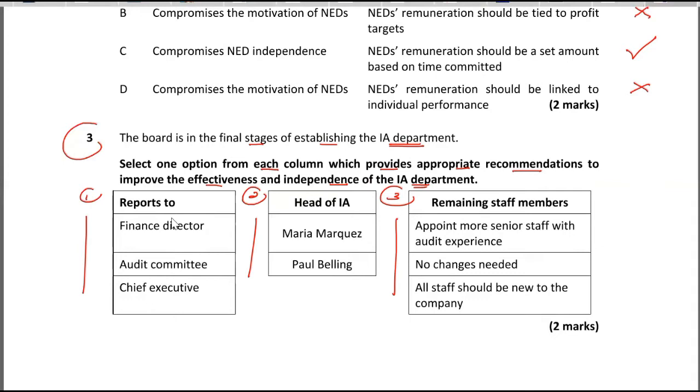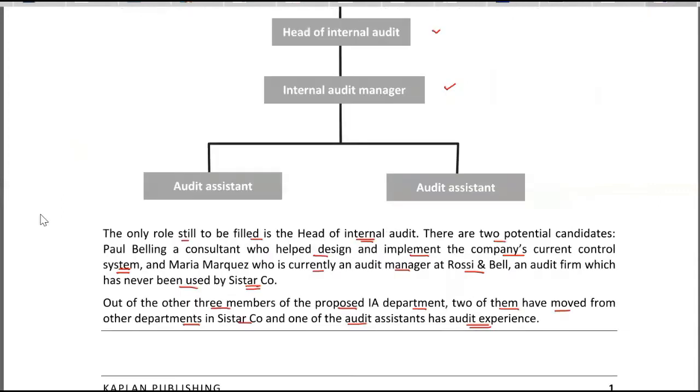All right. Reports to internal audit department, report to finance director, no. According to the best practice. Chief executive, no. To the audit committee, yeah. Because we discussed that, remember, when we were dealing with the internal audit. So who is the head of internal audit department? Let's go back to the question. There were 2 possible options.